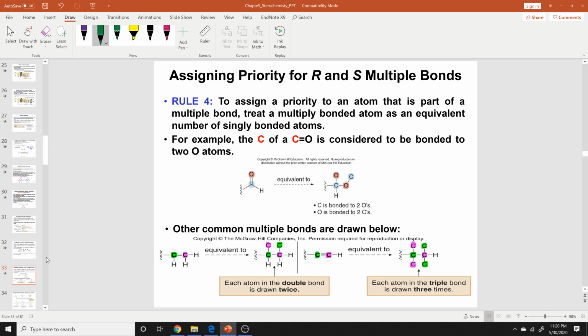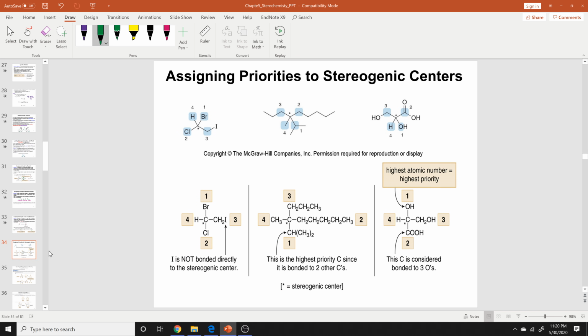A carbon double bond carbon is a carbon that is connected to 2 carbons. So this carbon is connected to 2 red carbons, and the red carbon is connected to 2 green carbons. So in reality, a carbon double bond carbon is a structure that looks like this. A carbon triple bond carbon is a carbon that is connected to 3 red carbons here, and that red carbon is connected to 3 green carbons on the other side. So a carbon triple bond carbon is equivalent to this structure in here. It's drawn like this. That will help you a lot whenever you are setting your priorities.